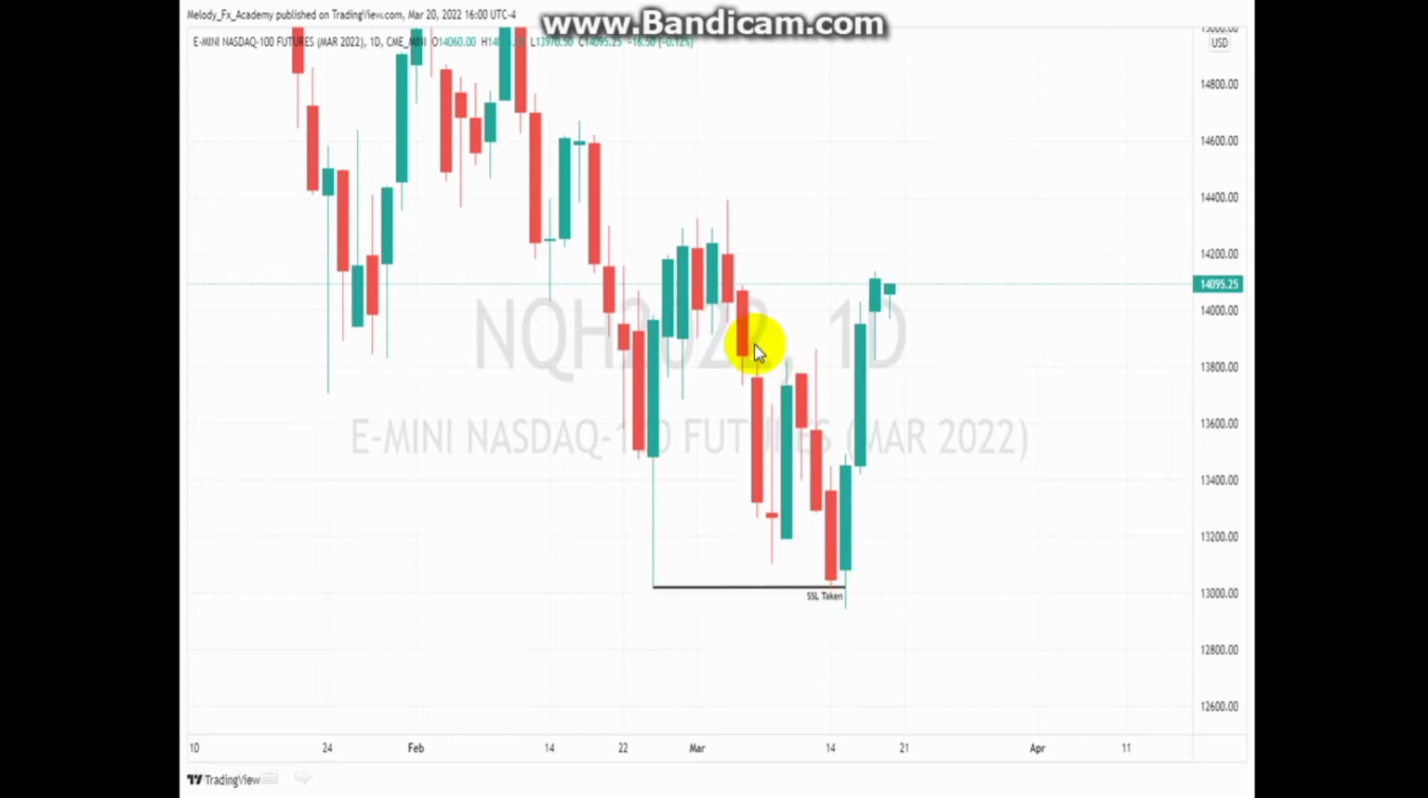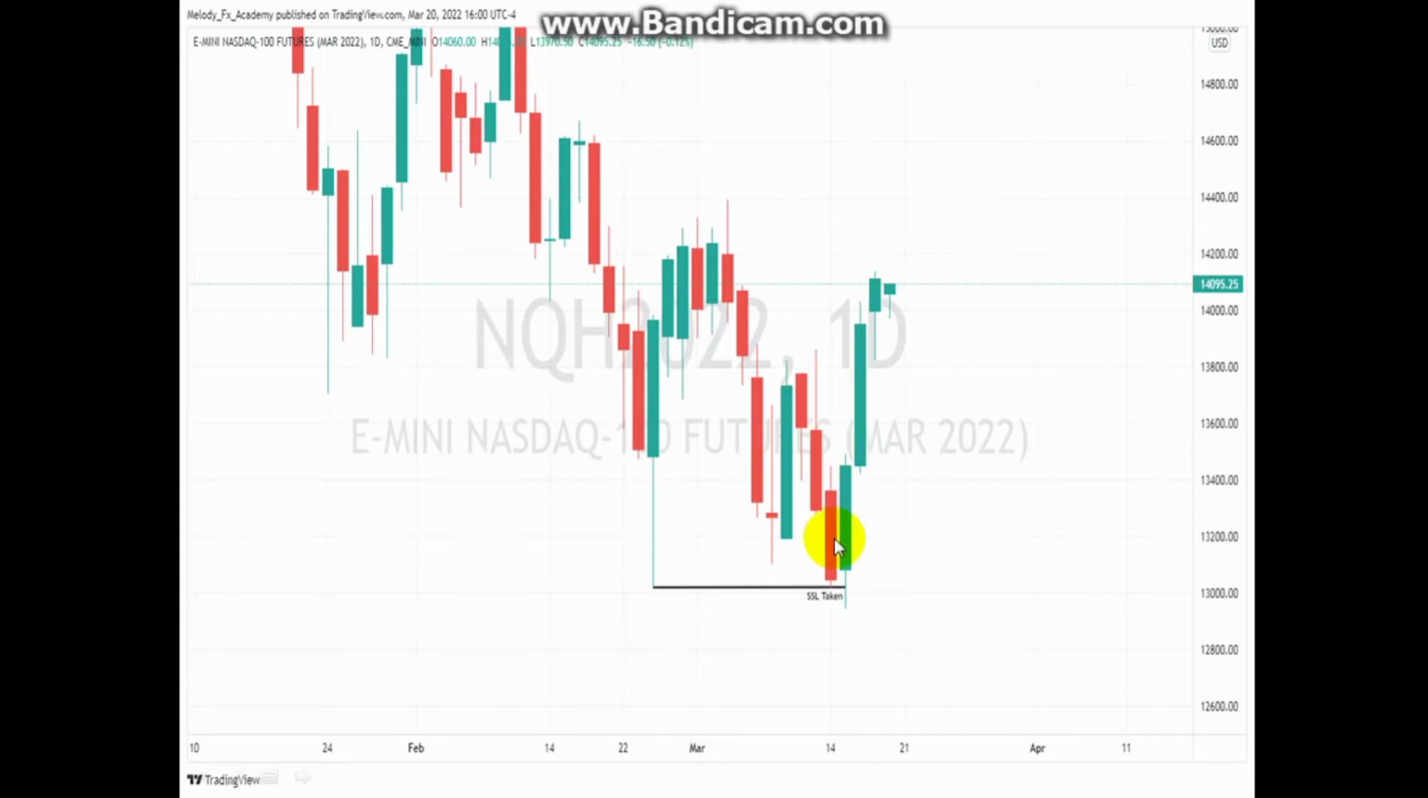Before this actually happened, I made a video last week that I was expecting this old low to get taken out, the sell side liquidity resting below this old low, which is exactly what we saw right here. Now price started retracing inside the weekly range.